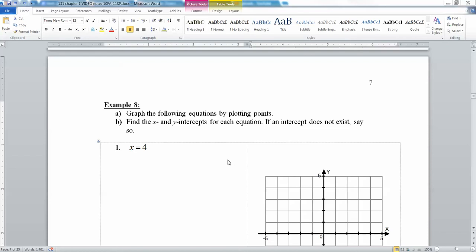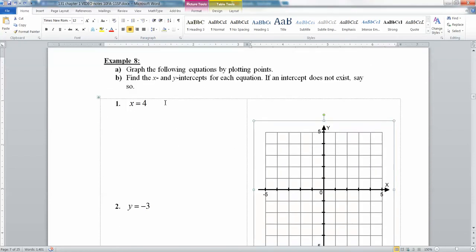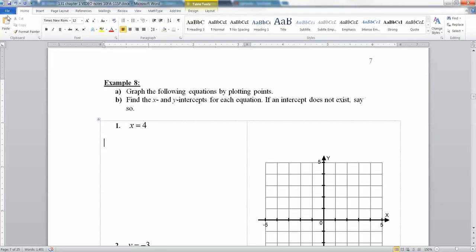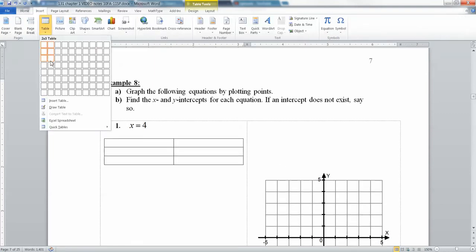Now let's finish up this section with these last couple pages of notes. The first thing we're going to get at is some special lines that are of great importance to us. The first one says x is equal to 4, so they want us to graph that. So let me insert a little table here.